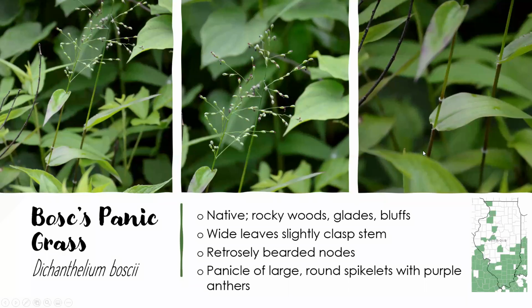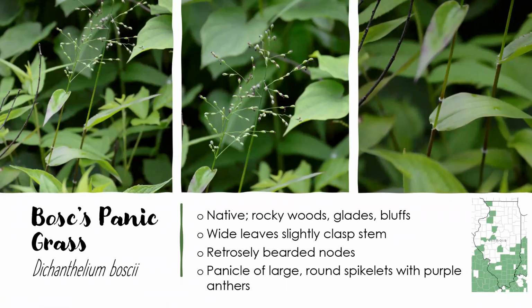This grass has something called retrorsely bearded nodes, and you're probably asking me, why did I put those words in there? Retrorsely means downward facing, bearded means hairy, and we know that this is the node, okay? So this grass has nodes that have white downward facing hairs, okay? If you want to sound really fancy, you can say they have retrorsely bearded nodes.